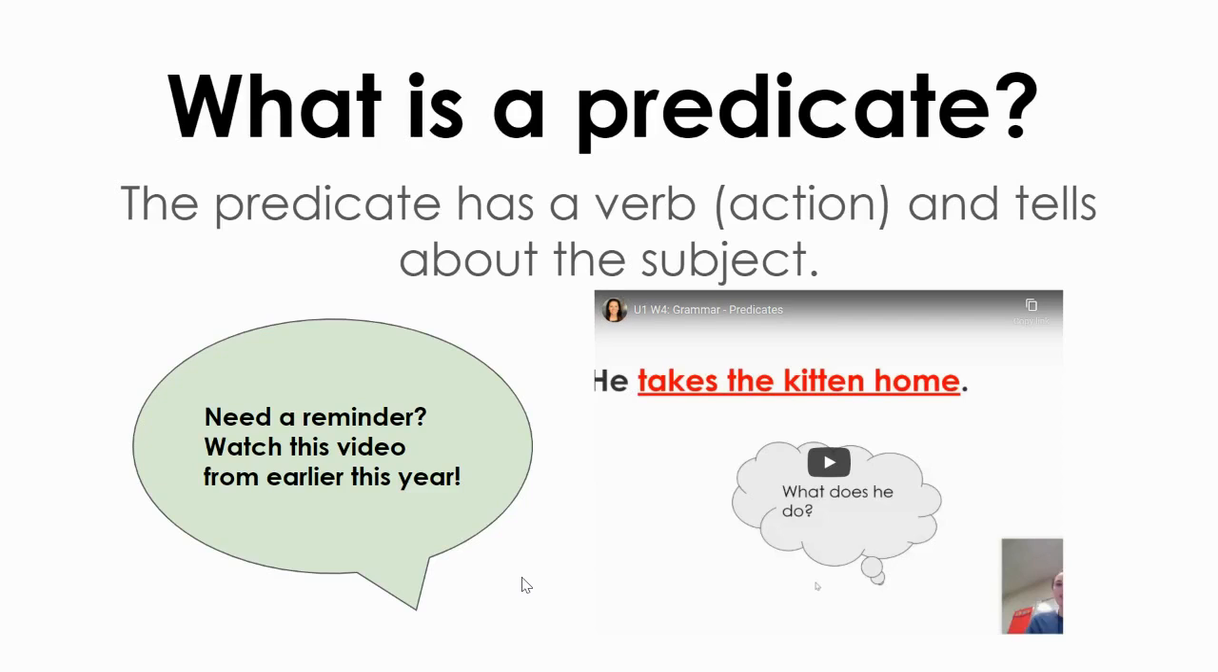A sentence also should have a predicate. What is a predicate? The predicate has a verb, meaning an action word, and tells about the subject. If you need a reminder about predicates, please watch my video from earlier in the school year. Once again, it is short, but a great refresher on predicates. So again, a predicate is the verb or action that tells about the subject.